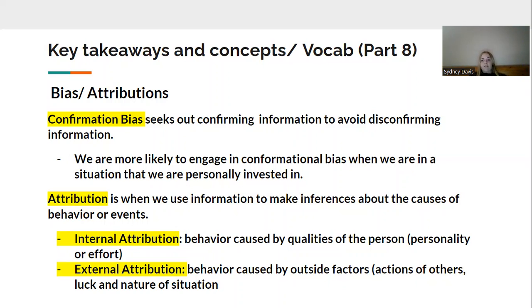Attribution is when we use information to make inferences about the causes of behavior or events. Internal attribution is behavior caused by qualities of the person, so focusing more on personality or effort. External attribution is behavior caused by outside factors, so talking about the actions of other people, luck, and the nature of the situation.